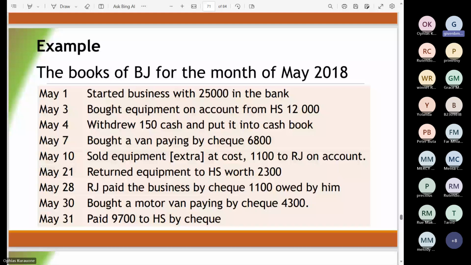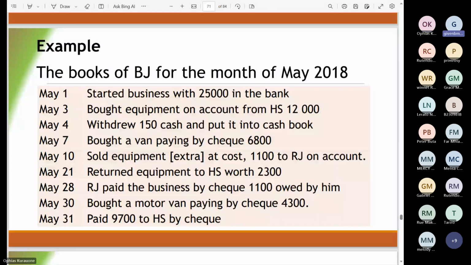There's an example there. The books of BJ for the month of May 2018. On 1 May, started a business with 25,000 in the bank. On 3 May, bought equipment on account from HS amounting to 12,000. On 4 May, withdrew 150 cash and put it into the cash book. On 7 May, bought.